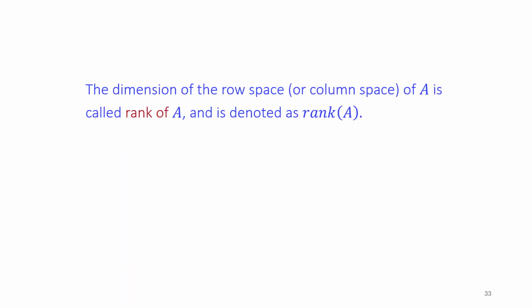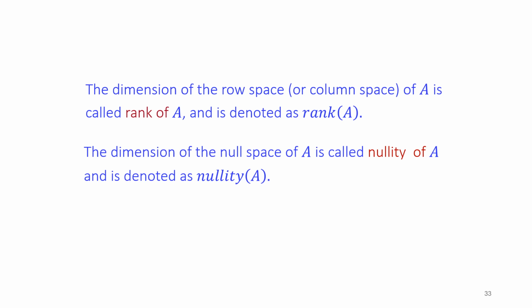So now here come the terms rank of A and nullity of A, where the rank of A is defined to be the dimension of the row space as well as the dimension of the column space of the matrix A. And the nullity of A is the dimension of the null space of the matrix A.